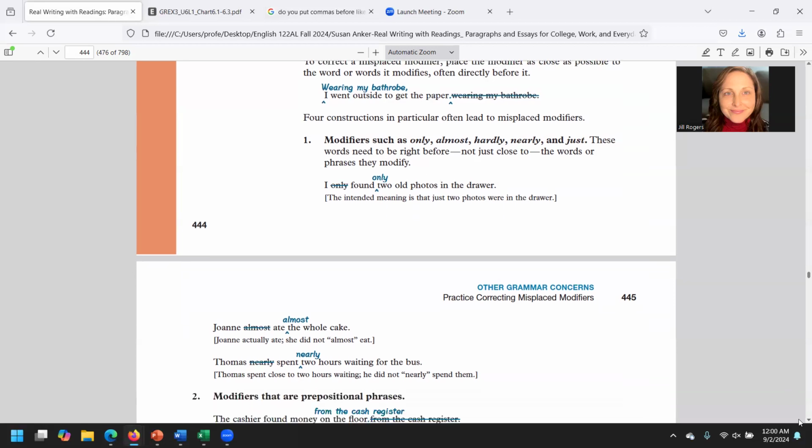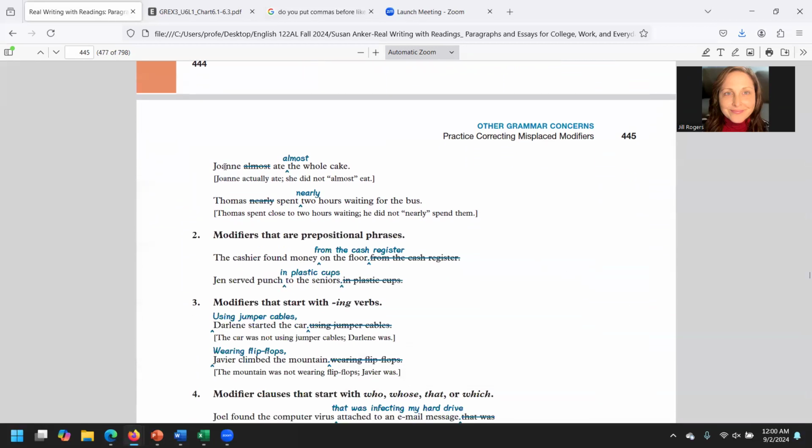So let's take a look at some other examples. "Joanne almost ate the whole cake." You can't almost eat something. You either eat or you don't eat, right? But we're talking about Joanne ate almost the whole cake. She did not almost eat. She ate, but she almost ate the whole cake. No, wrong. See, I'm speaking, it sounds right, but it's not right. "Joanne ate almost the whole cake." Because the idea is she didn't almost eat, she did eat almost the whole cake.